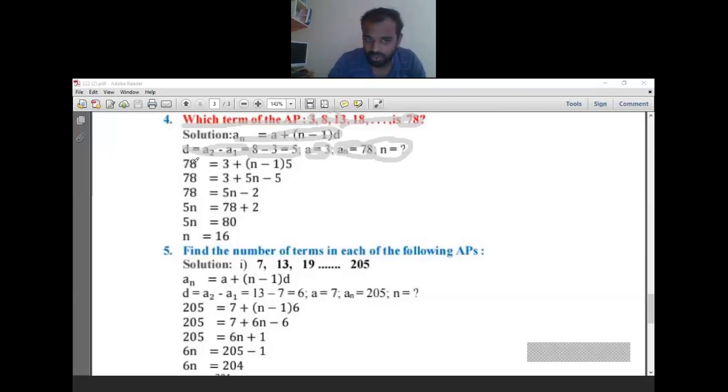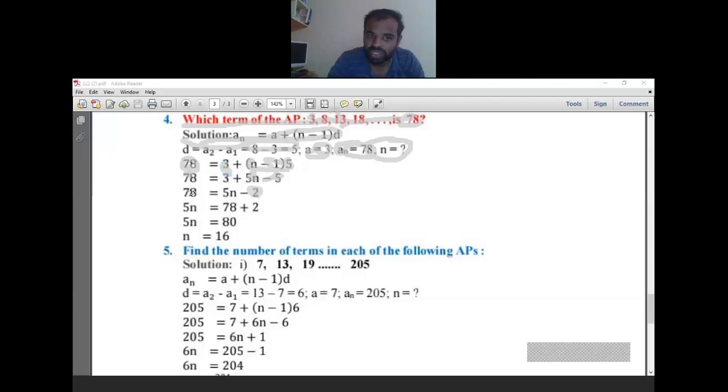An is equal to a plus n minus 1 into d is the formula. So in the place of an we write 78, in the place of a we write 3, n minus 1 into d, and the difference is 5. We write it as it is, as the formula is there. We substitute the values, then we solve this. Multiply 5 into n, it becomes 5n. 5 into minus 1 is minus 5. Therefore 78 as it is, 3 as it is, and here 3 minus 5 becomes minus 2.